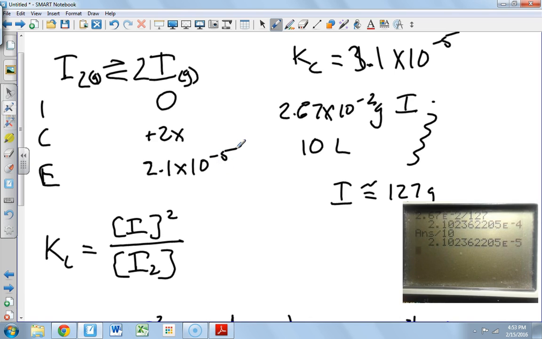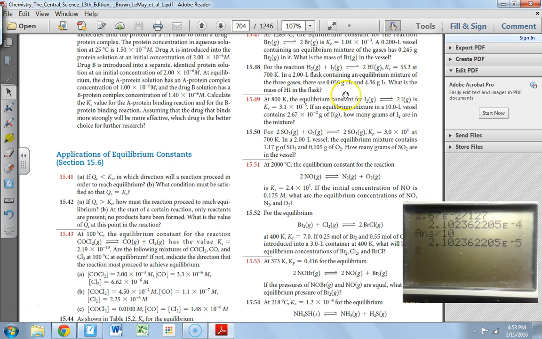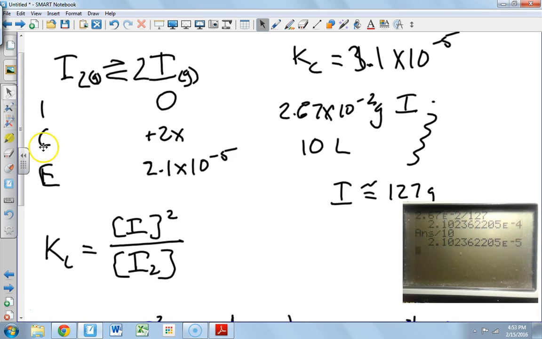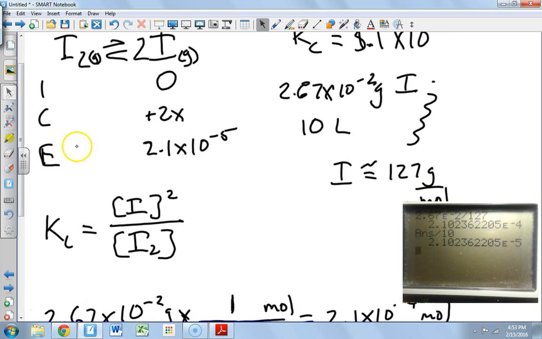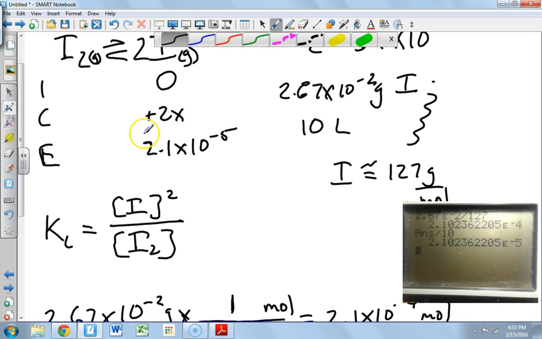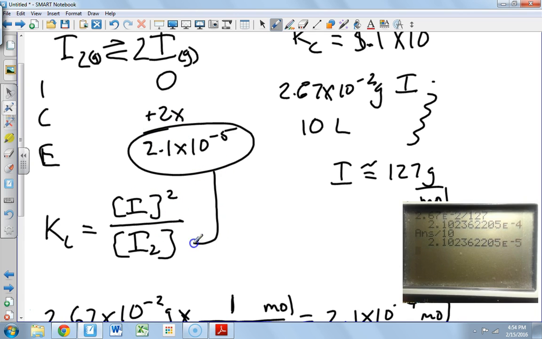Okay, now this is how we have to manipulate the ICE chart here. So this is going to be some value. Let's go back. Does this have an initial value here? Okay, it just says how many grams of I2 are in the mixture. Well, that's good enough. So watch what we can do. If we have this, then we can calculate this value right there. I can put that in a different color so that you can see. So if we have this, we can find that out right there.